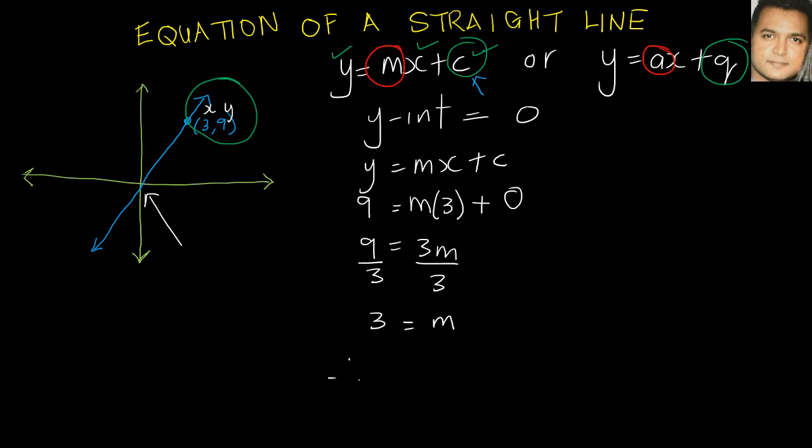So therefore, putting it back into the format which we know, it will be y equal to, substitute the 3 in place of the m, so 3x, and we don't say plus 0 because our intercept is 0. So basically this is your equation of the straight line.